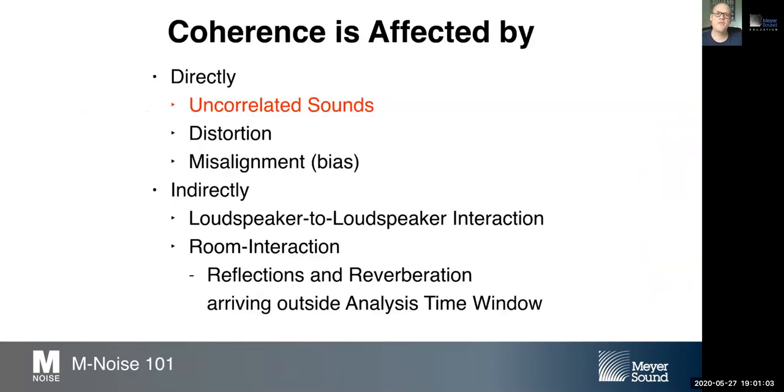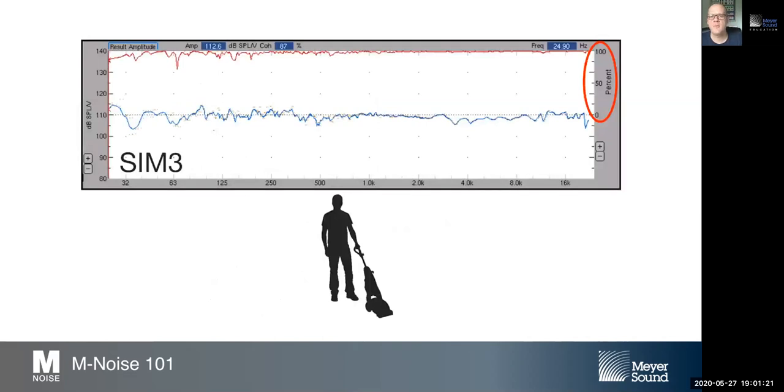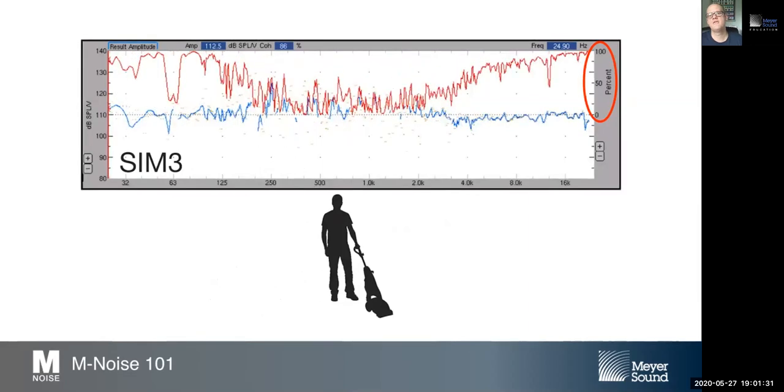And there are several things that will affect coherence, such as uncorrelated sounds. You finally have the venue to yourself. Okay, everybody has left the building. The lighting department has left the building. Staging, scenery, they have left the building. You finally have the room quiet. You want to calibrate the system. You're measuring the system. And then, of course, there's always somebody that thinks, you know, why don't we start vacuum cleaning? So you have perfectly good coherence until somebody turns on the vacuum cleaner.